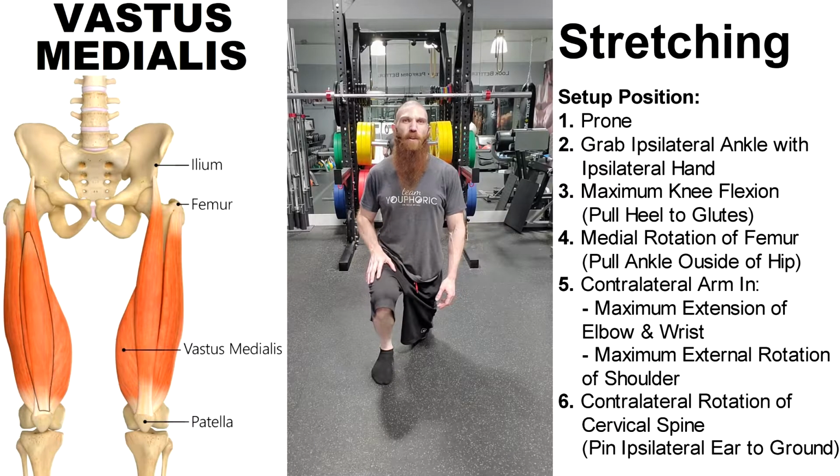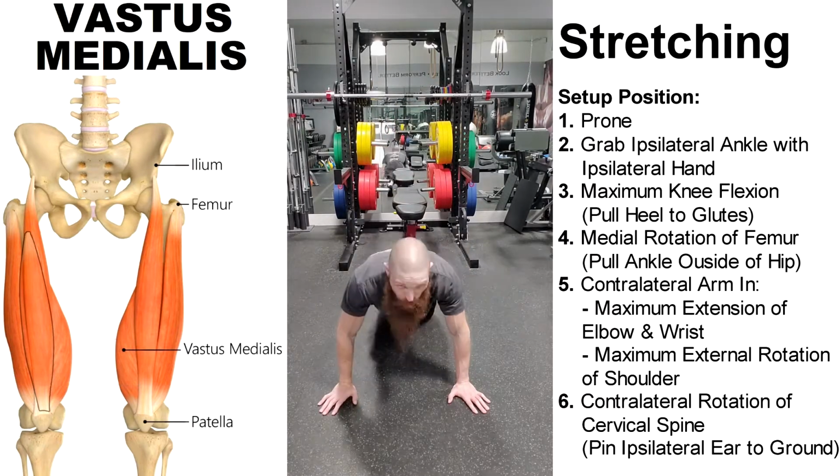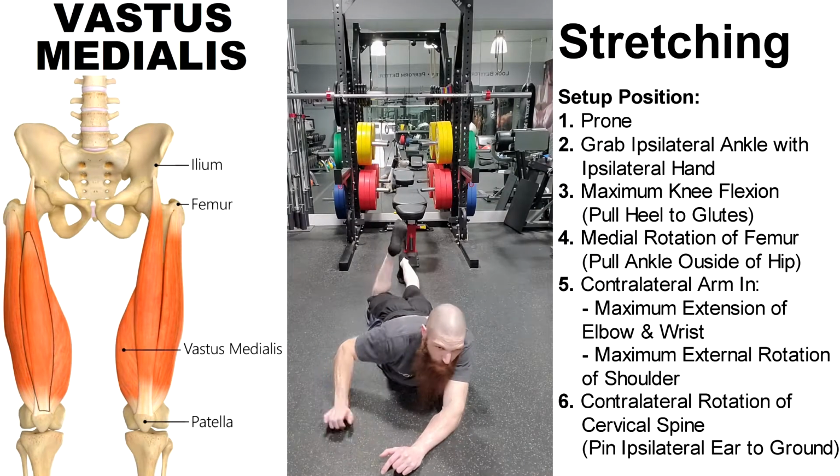Today I'm going to be taking you through a myofascial stretching exercise for the Vastus medialis muscle, and for it, we're going to be in a prone position, meaning you're going to be laying down on your stomach. The first thing you want to do, you're going to take the ipsilateral arm, so the arm of the same side that you're stretching, and you want to go ahead and grab a hold of your ankle.